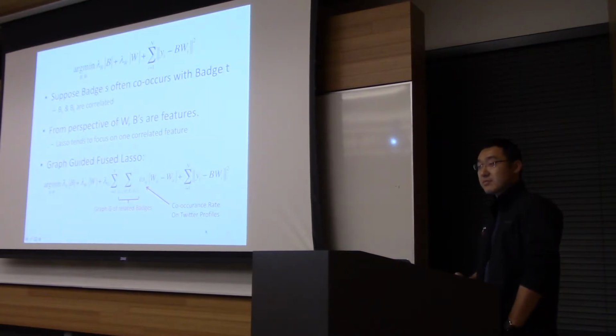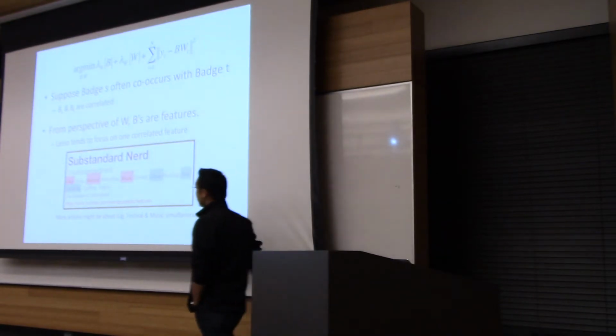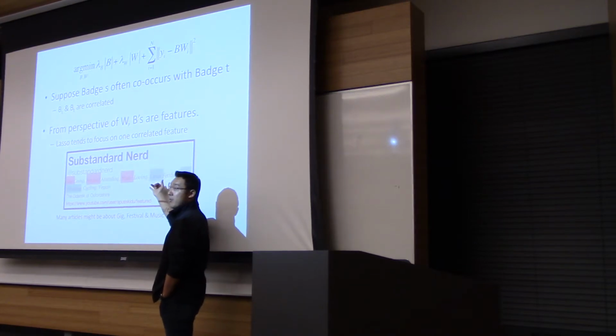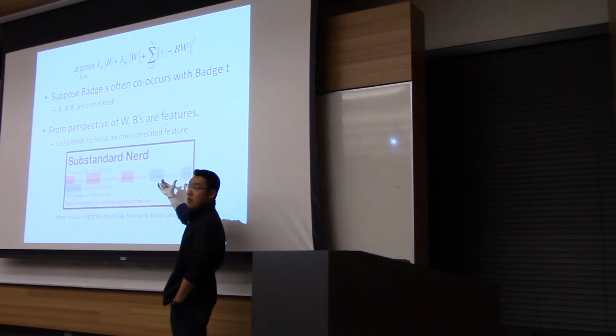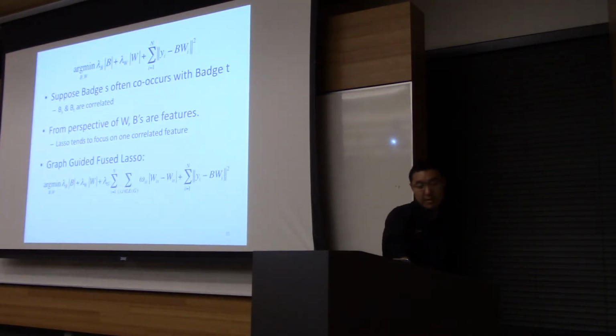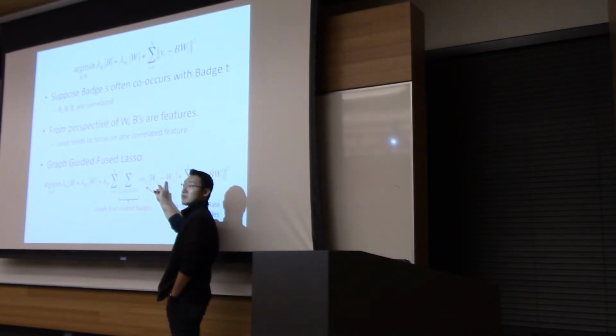So you have a node for every tag. So here, for example, if we look at all the Twitter users, we know that Linux and Perl co-occur a lot, right? And we want to learn a good encoding for both Linux and for Perl. And indeed, many articles can be coded using a combination of Linux and Perl. What Lasso will tend to do, because these two things are correlated, is just zero one of them out. And so what this big term will do is it'll just say, don't do that. We want these two to have similar magnitudes.